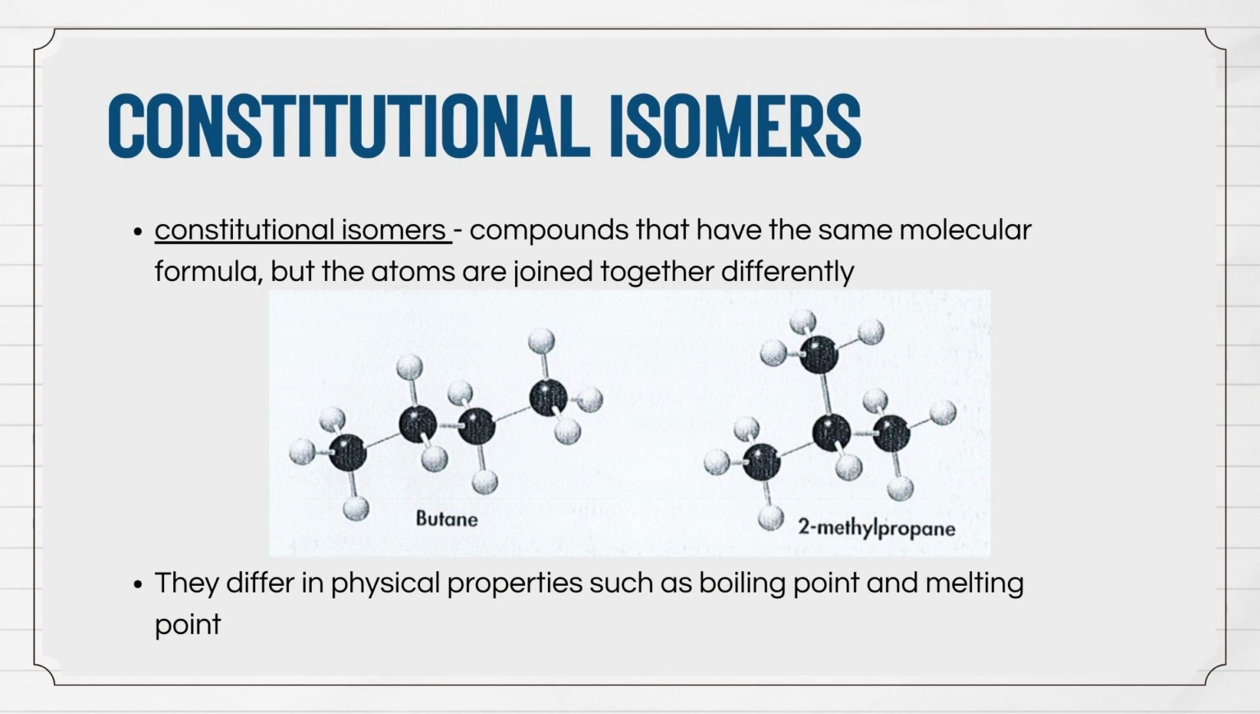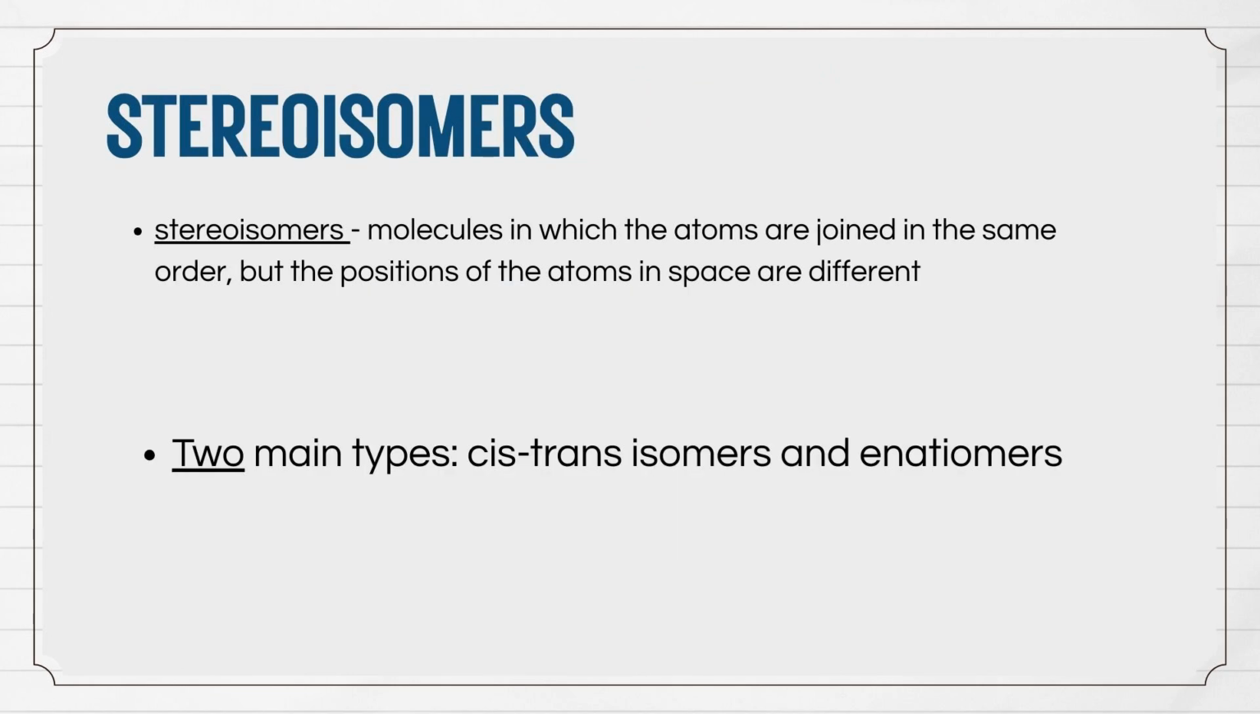The second major type of isomer is a bit more subtle. These are called stereoisomers. In stereoisomers, the atoms are connected in the same order, just like in a constitutional isomer, but the difference is in the three-dimensional arrangement of those atoms in space. Even though the bonding pattern is the same, a small shift in spatial orientation can lead to entirely different properties or behaviors, especially in biological systems.